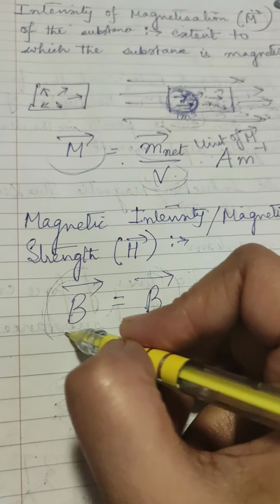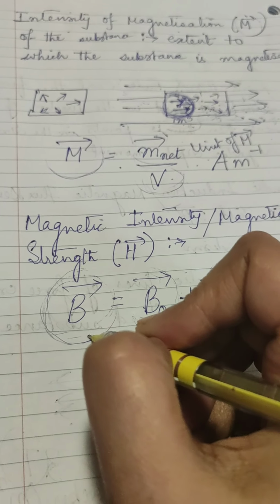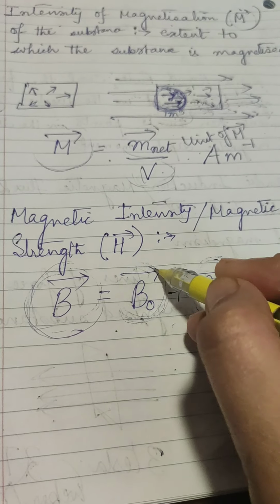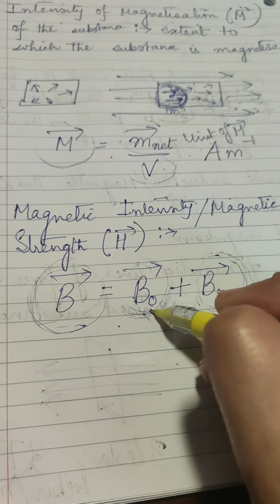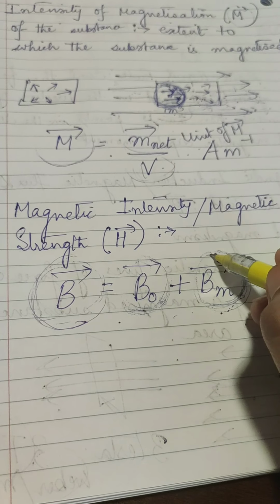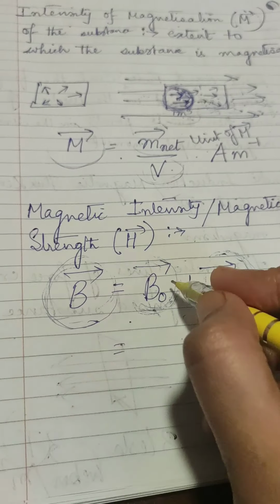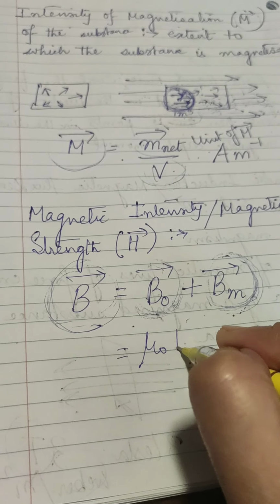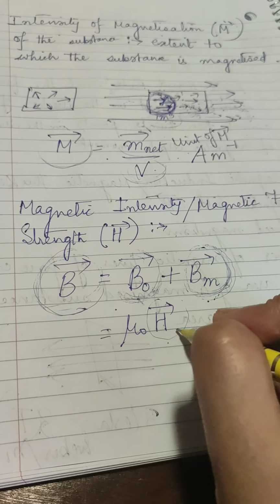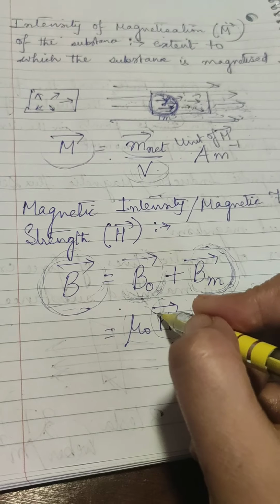So this is the magnetic flux density. The magnetic flux density is the sum of the flux density due to the external magnetic field plus the flux density due to magnetization of the substance. Flux density means magnetic flux. So B naught can be written as mu naught H. We have introduced a term H here, the magnetic field strength or magnetic intensity. Mu naught is the permeability of free space.